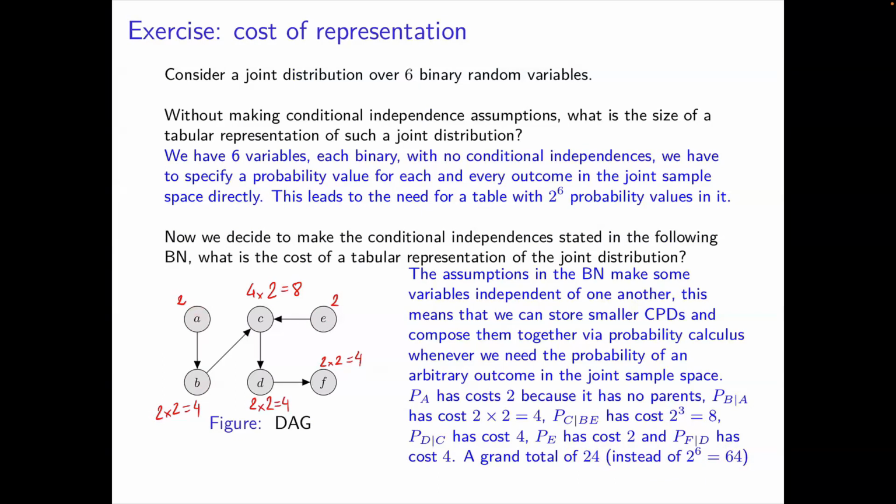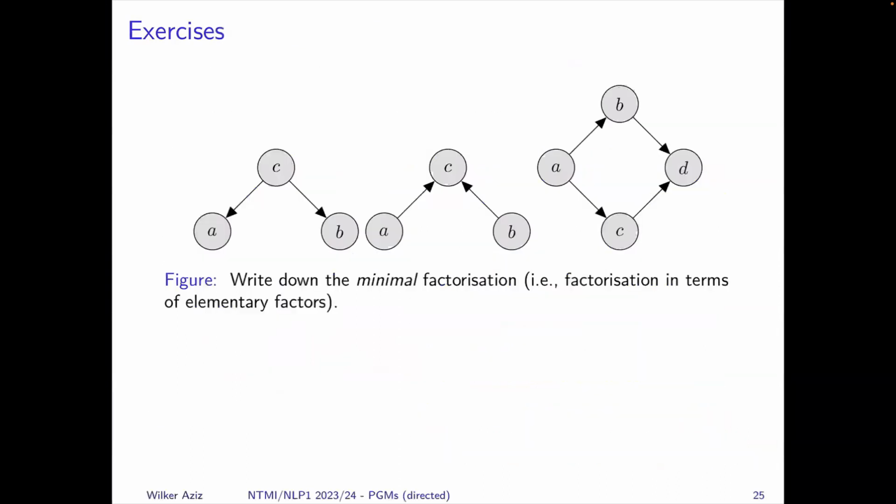So this is essentially what we achieve. We still express a joint distribution over this exact same sample space, the sample space of all 64 assignments of A, B, C, D, E, F. So all 64 assignments are in the space, but we don't need 64 probability values to obtain all probabilities of interest. That's what we gain.